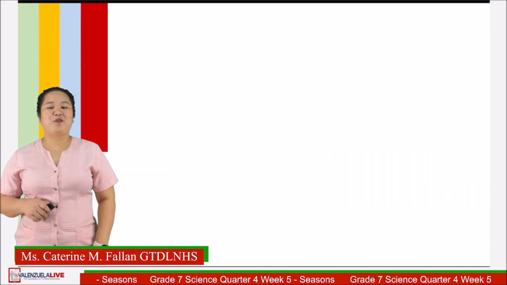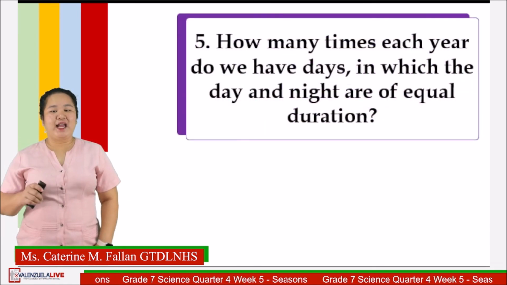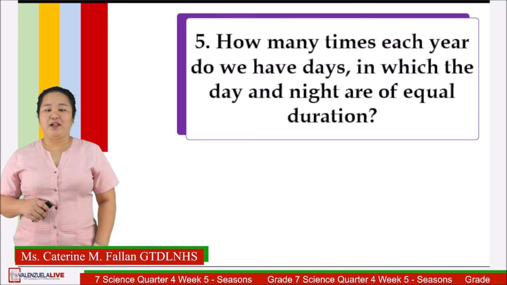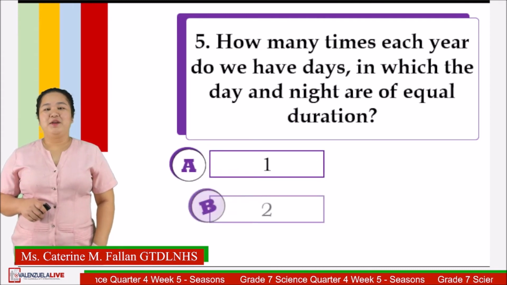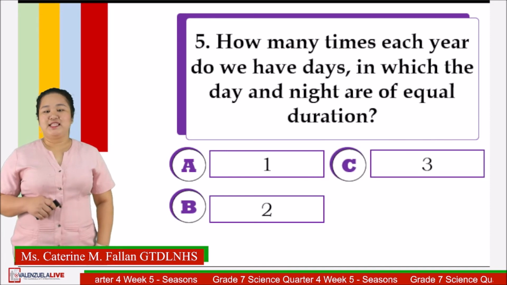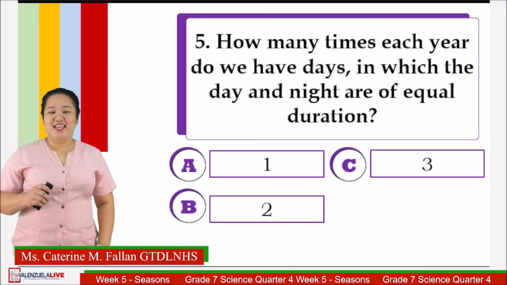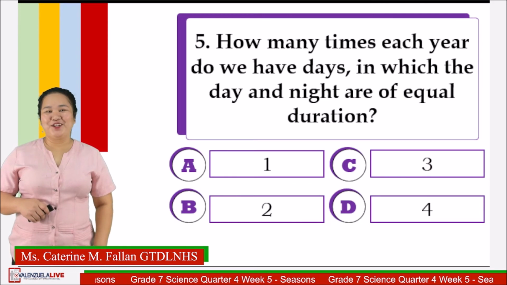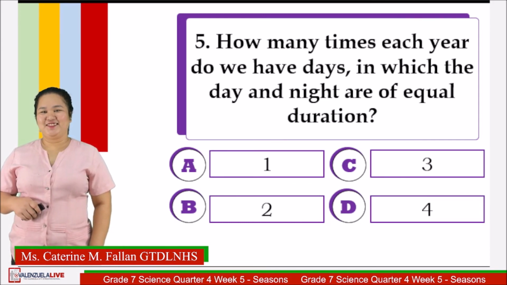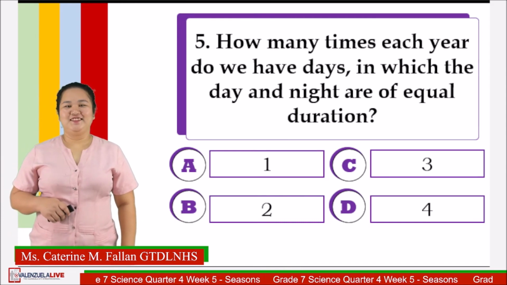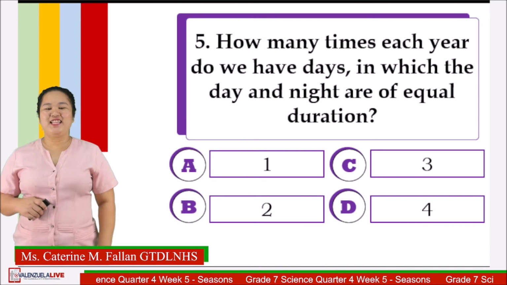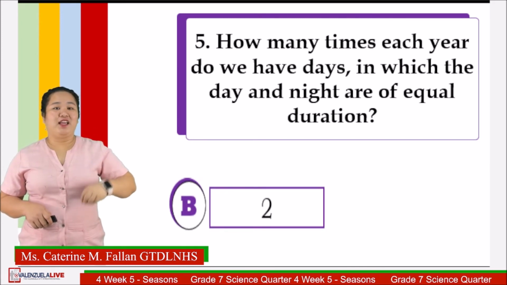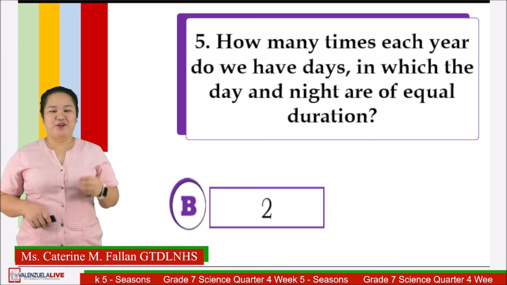And for the last question, how many times each year do we have days in which the day and night are of equal duration? A, 1, B, 2, letter C, 3, or letter D, 4. Please type your answer in our comment section. Time is up. Let us now reveal the answer. The correct answer is letter B, 2, the vernal equinox and the autumnal equinox.